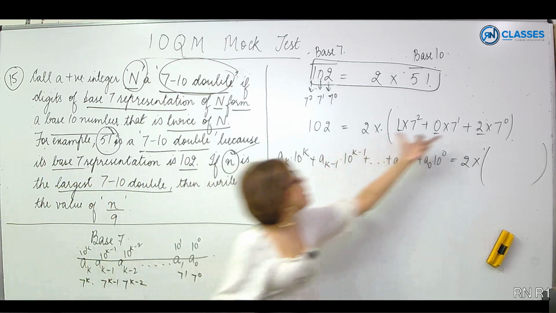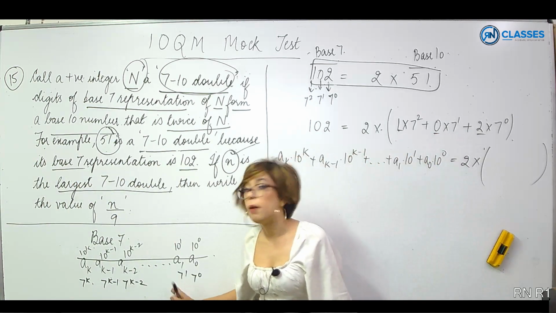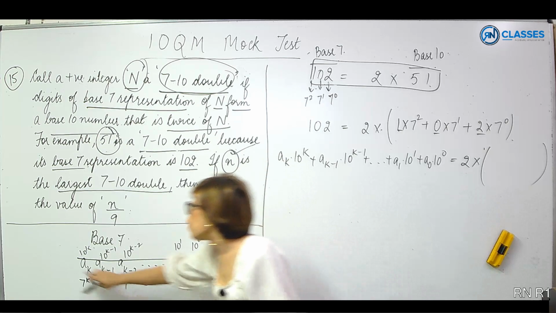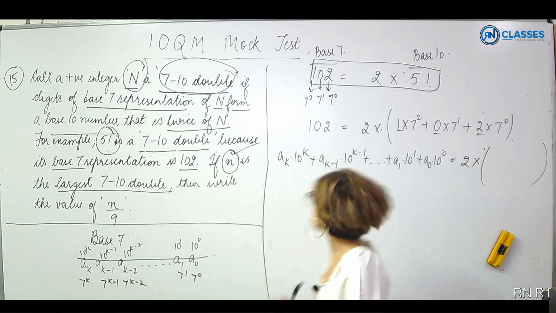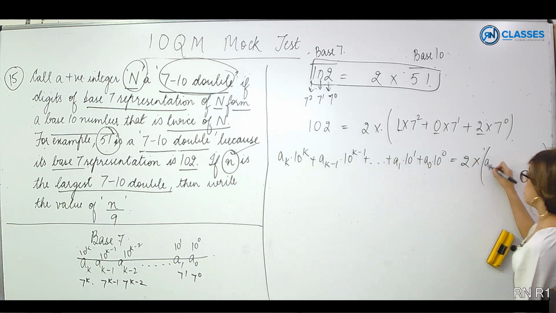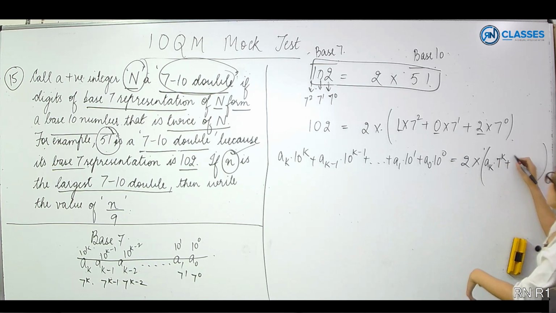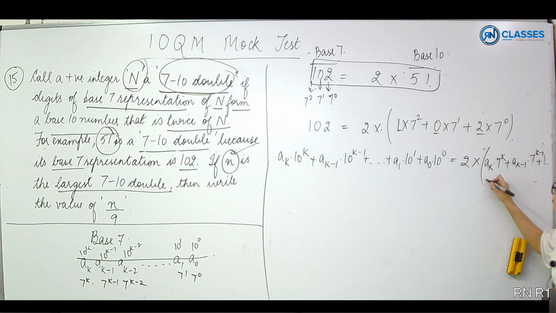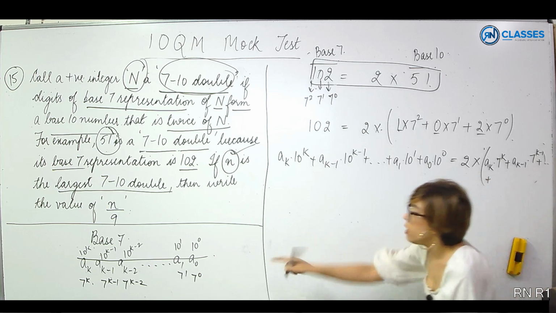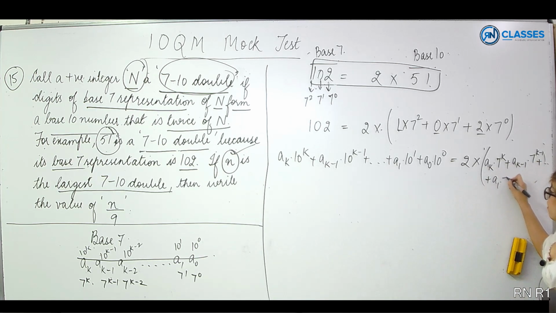If I need to write this, I will write with the help of this one. Let me write it. So Ak into 7 raised to k, plus the next one, Ak minus 1 into 7 raised to k minus 1, plus so on, plus A1 into 7 raised to 1, plus A0 into 7 raised to 0.